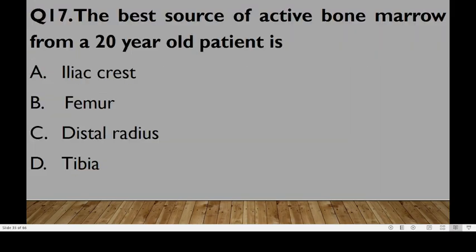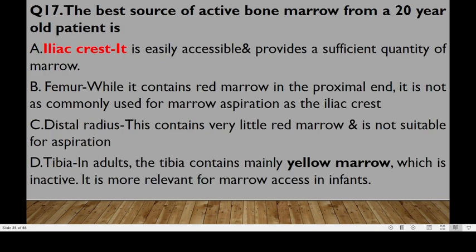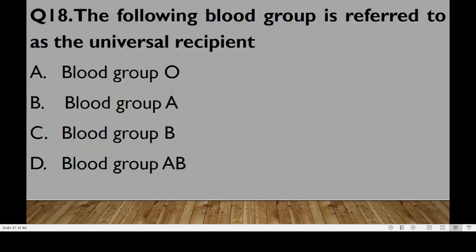The best source of active bone marrow from a 24-year-old patient is the iliac crest, right? It is easily accessible and provides a sufficient quantity of bone marrow.